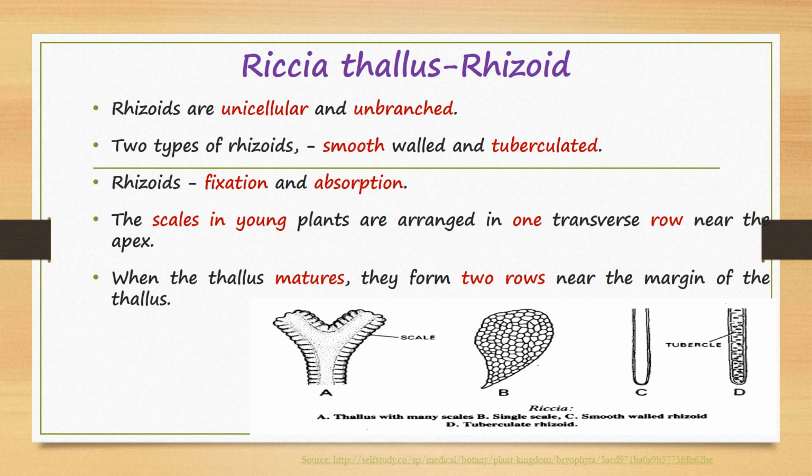Now let's see the external and internal structure of rhizoids in Riccia thallus. The ventral, that is the lower surface of the thallus, bears numerous multicellular scales and unicellular rhizoids. This unicellular rhizoid is of two types. One is smooth-walled rhizoid and another one is tuberculated rhizoid. This rhizoid attaches the thallus to the substratum and absorbs water and solutes from the soil. The scales in young plant are arranged in one transverse row near the apex. When the thallus matures, they form two rows near the margin of the thallus.